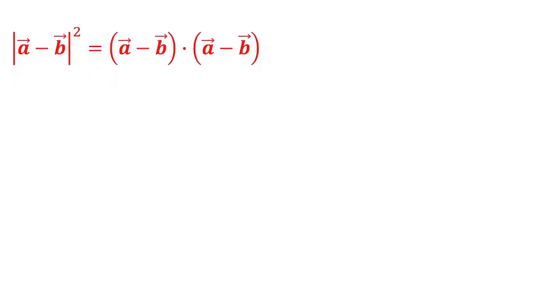In the same way, I think it's not a big issue, because we can find directly that magnitude of A minus B whole square, once again making use of the idea that A dot A is magnitude of A square.